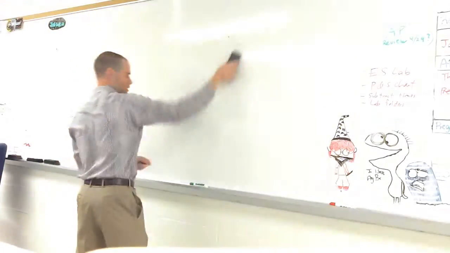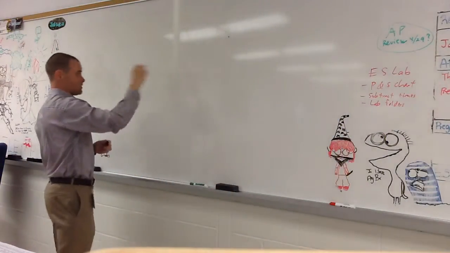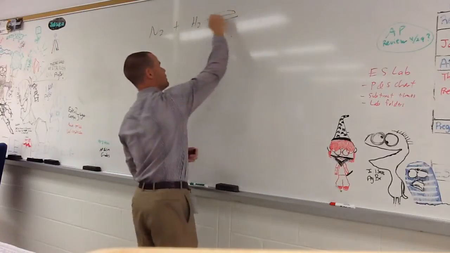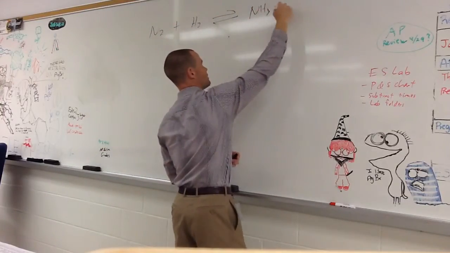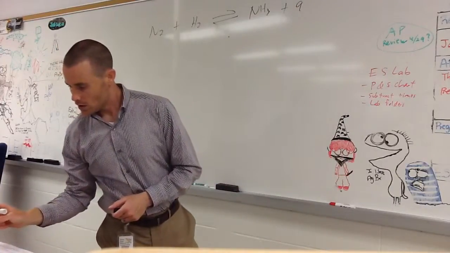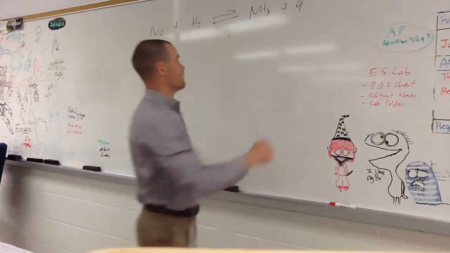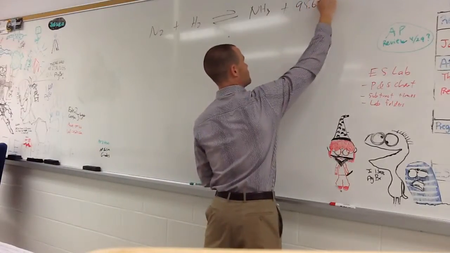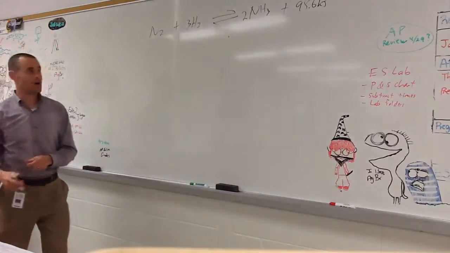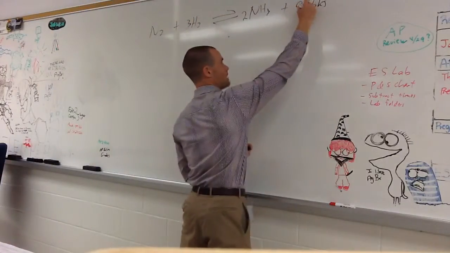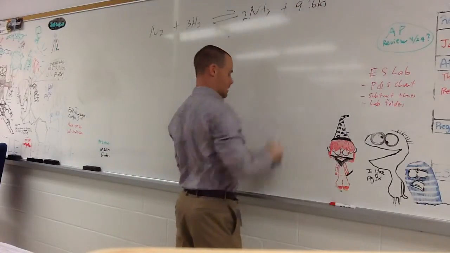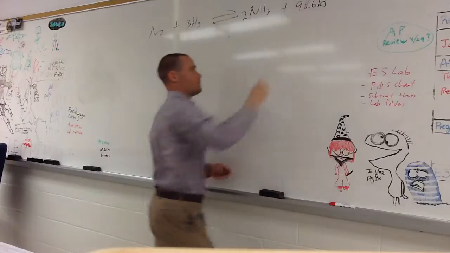So let's do a quick example here. Let's use that same example we've used before. N2 plus H2 yields NH3, plus 98.6 kilojoules, with a 2 here and a 3 there. So there's our energy, 98.6. So is this exo or endothermic? Exothermic. Good.